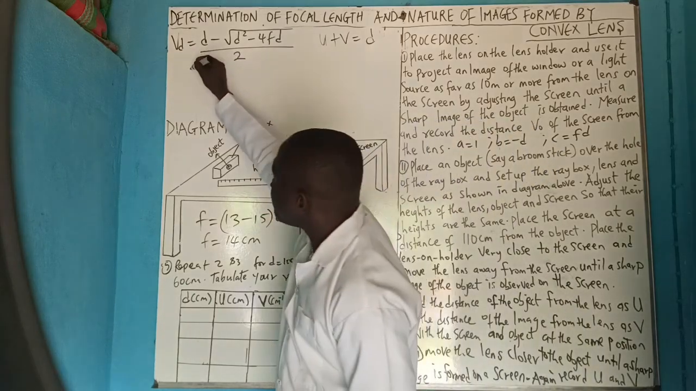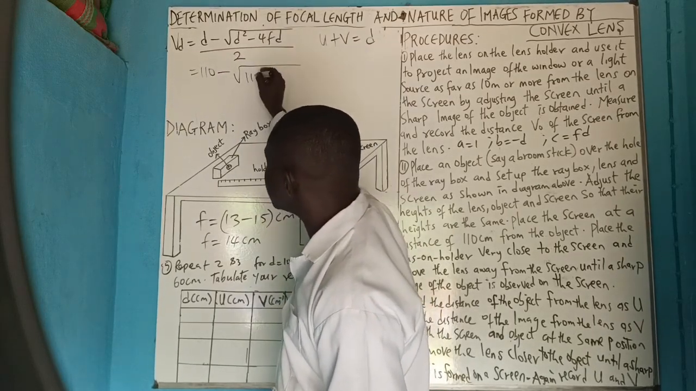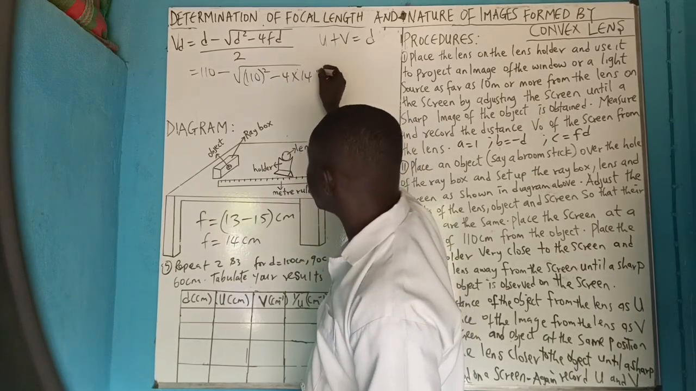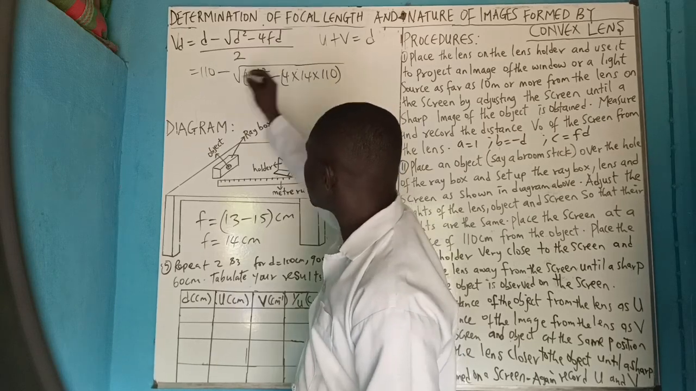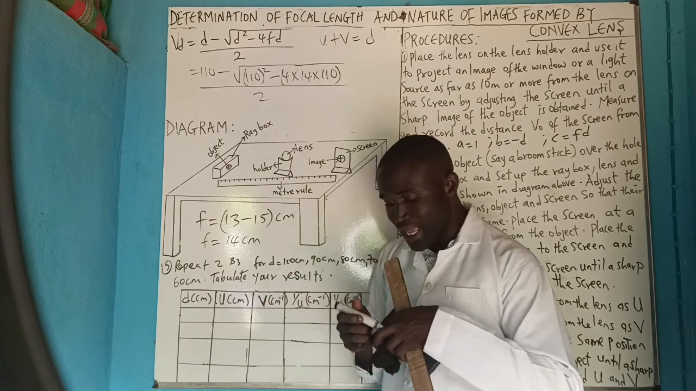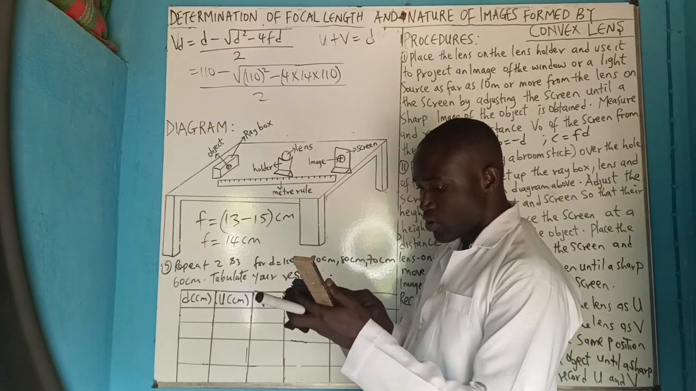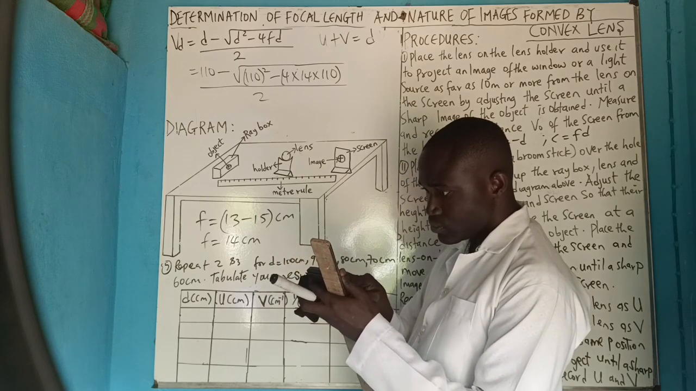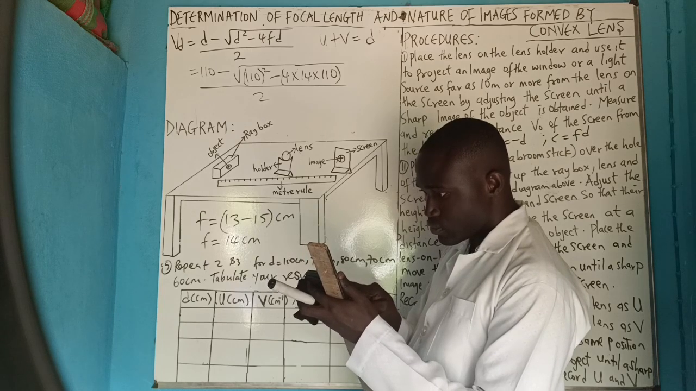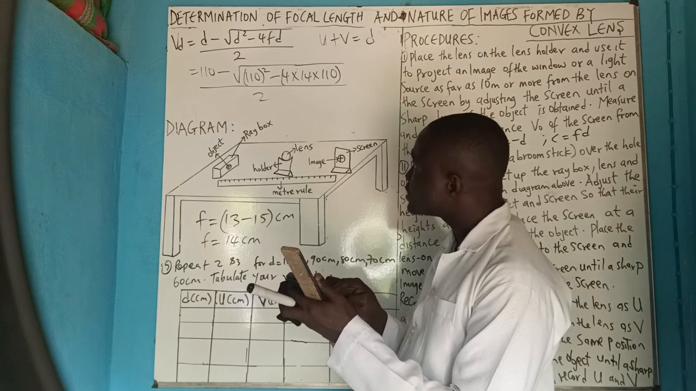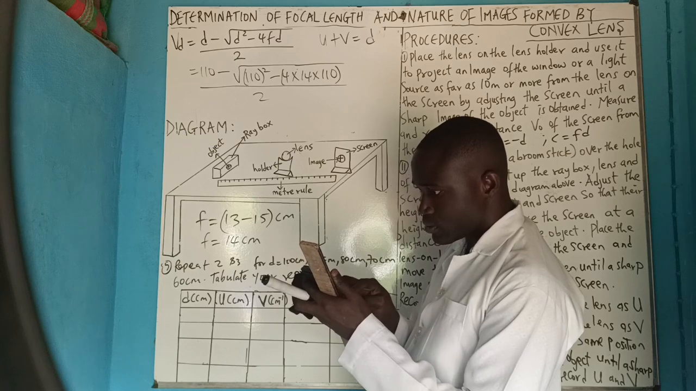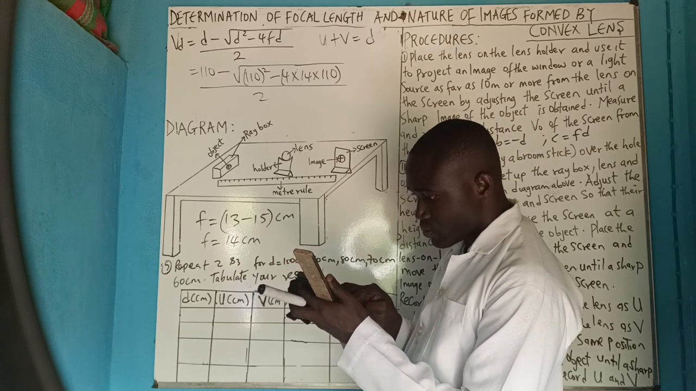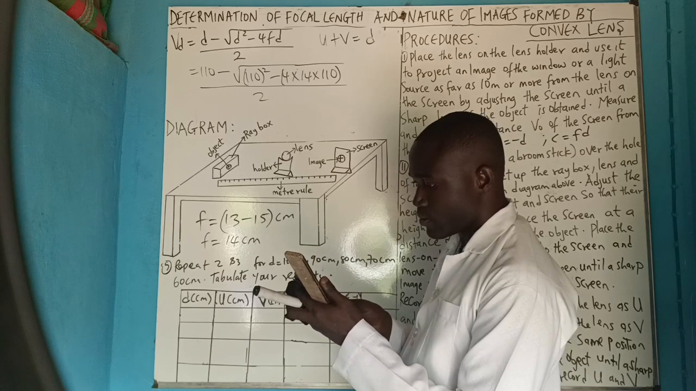Okay, so I am now putting 110 minus square root of 110 squared minus 4 times F. I'm taking my F to be 14 times the 110 all over 2. I will use my calculator to sort it out. I'll say 110 minus bracket square root bracket 110 squared minus 4 times 14 times 110, divided by 2.